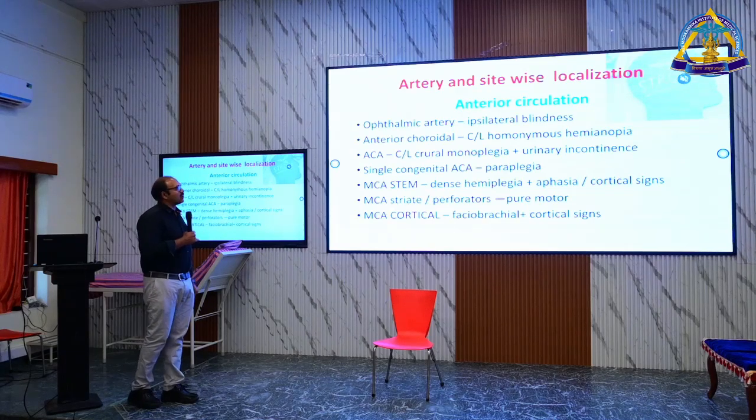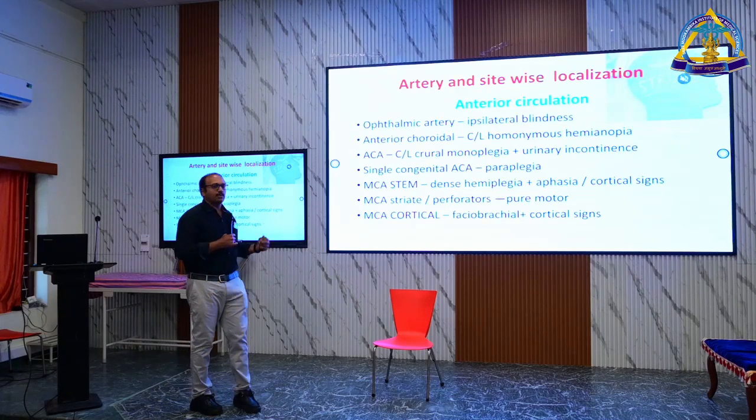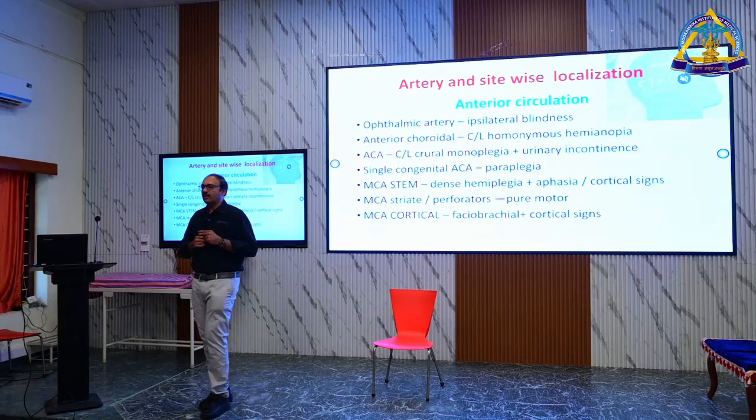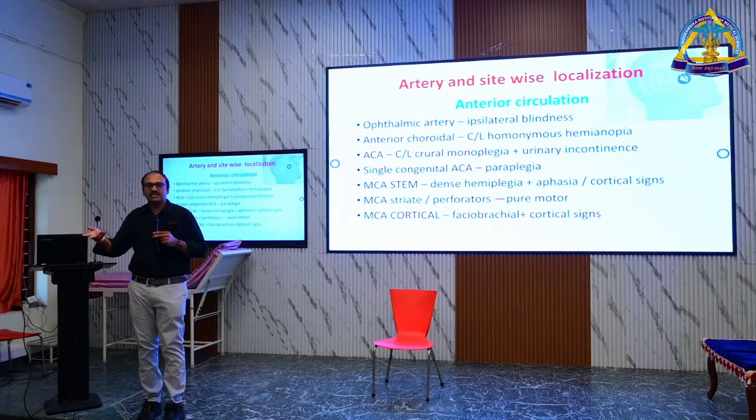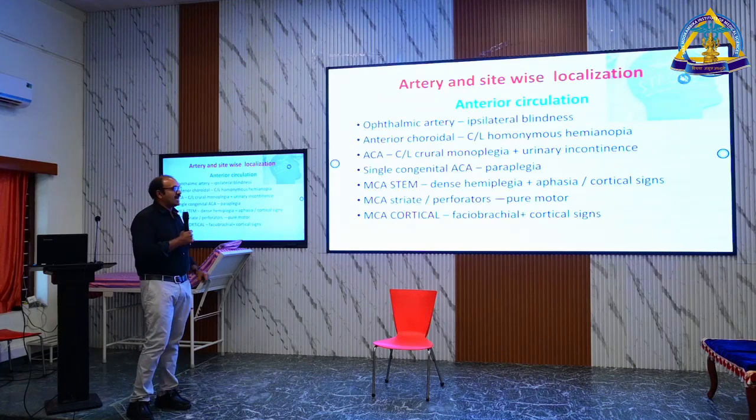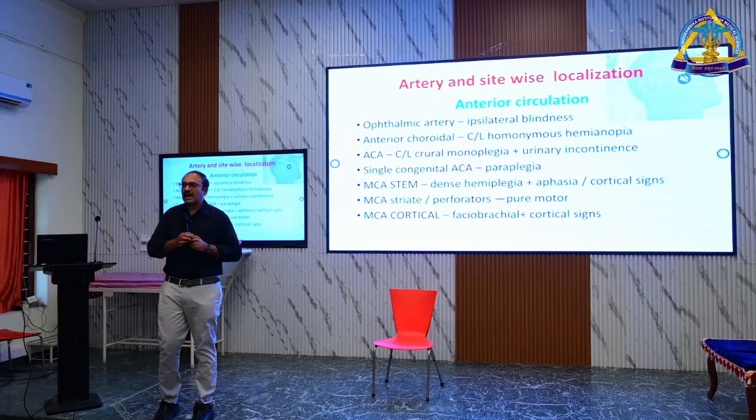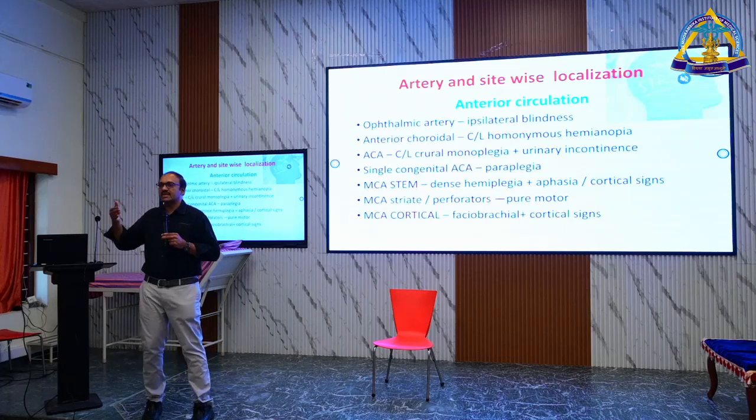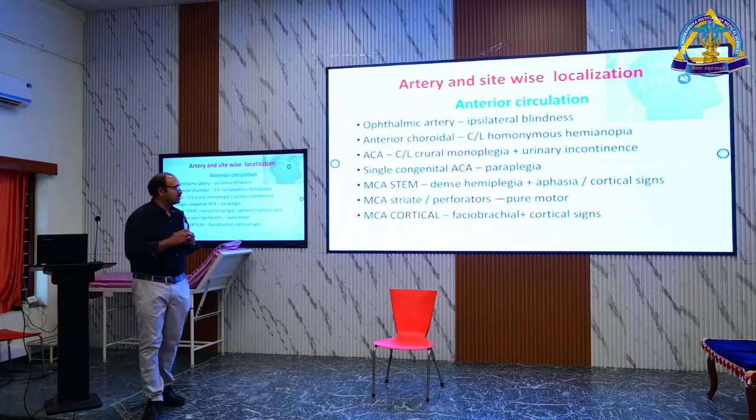Why does the anterior choroidal artery cause homonymous hemianopia when it is not supplying the occipital lobe? Hemianopia occurs when there is an occipital lobe lesion, and the occipital lobe is supplied by PCA. Then why should you get hemianopia in an anterior choroidal artery lesion? Because the anterior choroidal artery supplies the retrolenticular portion of the internal capsule.